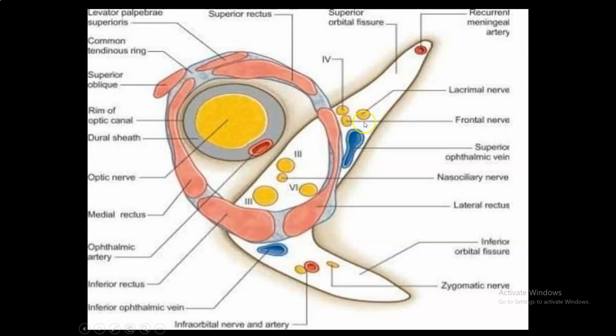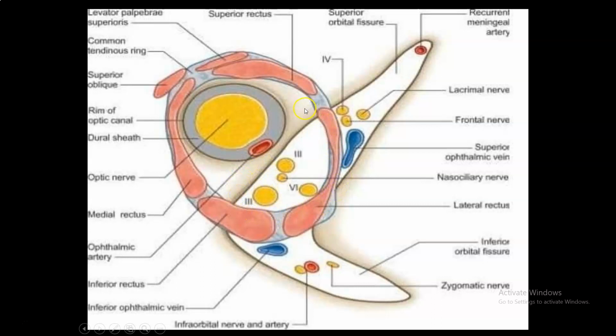So if we take the nerves one by one, this is the lacrimal, this is the frontal, this is the trochlear, this is the superior division of the oculomotor, this is the nasociliary, this is the abducent nerve, and this is the inferior division of the oculomotor.